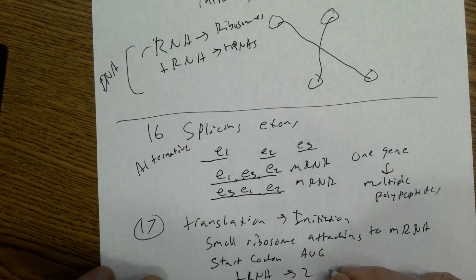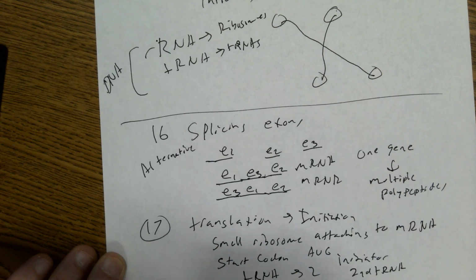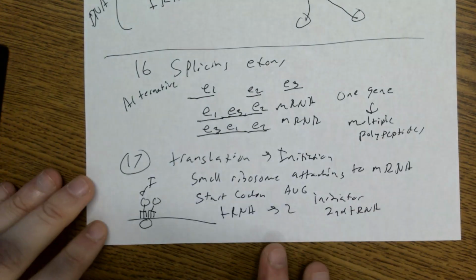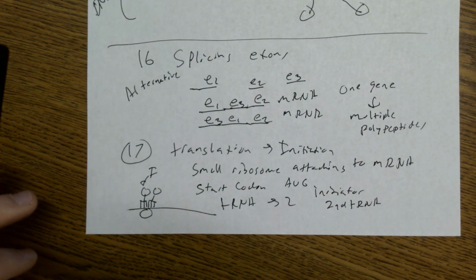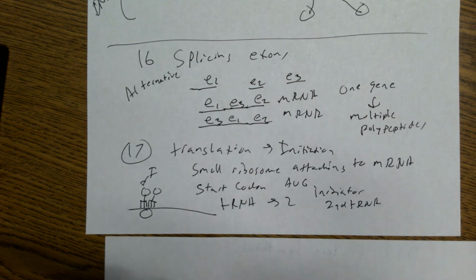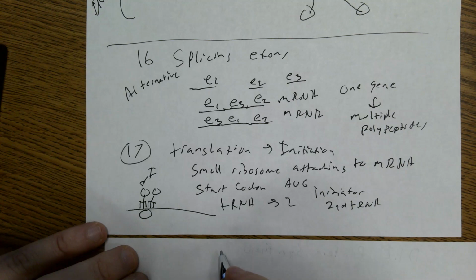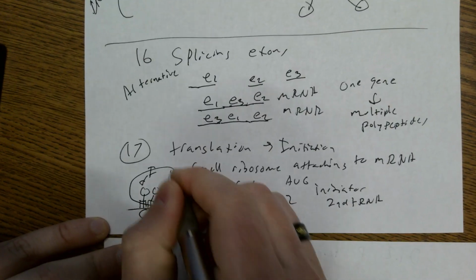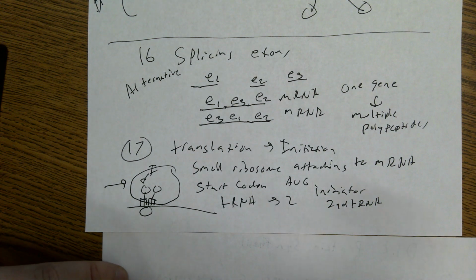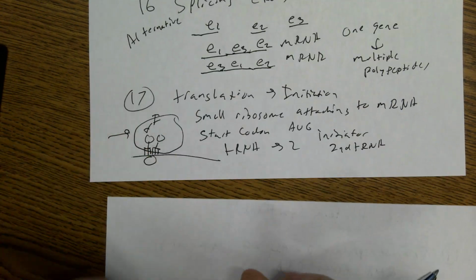2 of them do. So the first one is called the initiator, and then the second one is just the next one in the sequence. So you end up with 2 tRNAs attached. So it looks something like this, where the first one is the initiator. And so that's the first part, and then that will attract the large subunit. So then the large subunit will come in. The initiator tRNA attracts the large subunit.